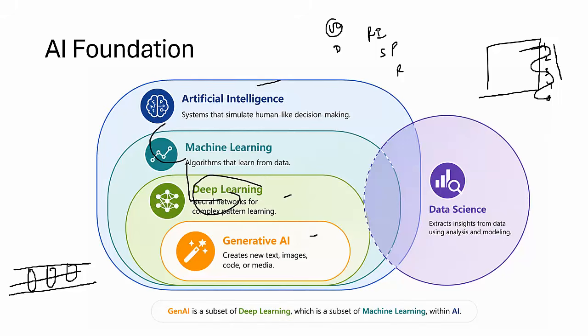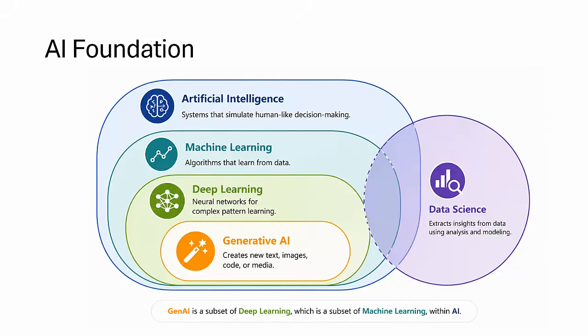Now, one thing is very important here, which is called data science. Data science, as you can see, is shown as a separate but overlapping circle because it is not exactly a subset of AI. Data science is about extracting insight from data using statistics, using analytics, using visualization, using machine learning, and business understanding. So data scientists may use machine learning or AI, but data science also includes non-AI work like dashboards, reports, trend analysis. So data science uses data to find insight and support decisions.